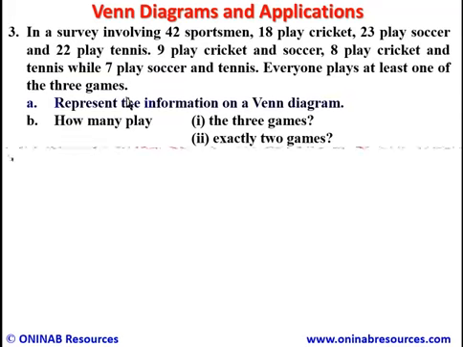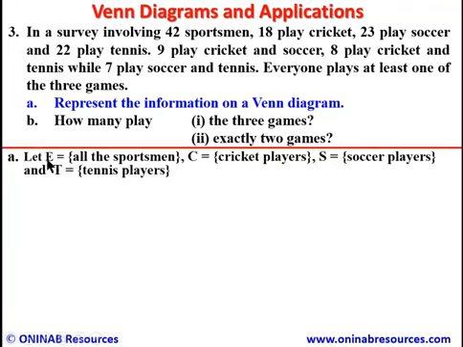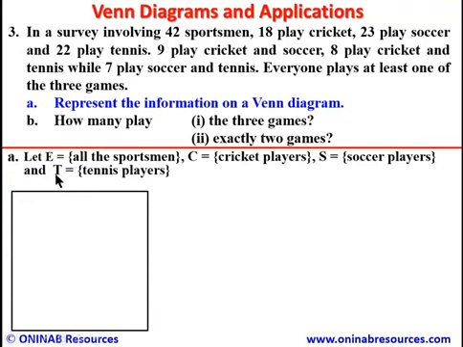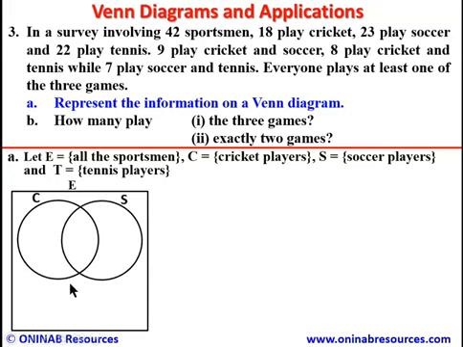So we go ahead to start the solution of the problem from A by representing the information on the Venn diagram. We are going to use E to represent all the sportsmen, C to represent cricket players, S to represent soccer players, and T to represent tennis. Our rectangle is the universal set. Our C is the circle, the second circle is S, and the third circle is tennis.